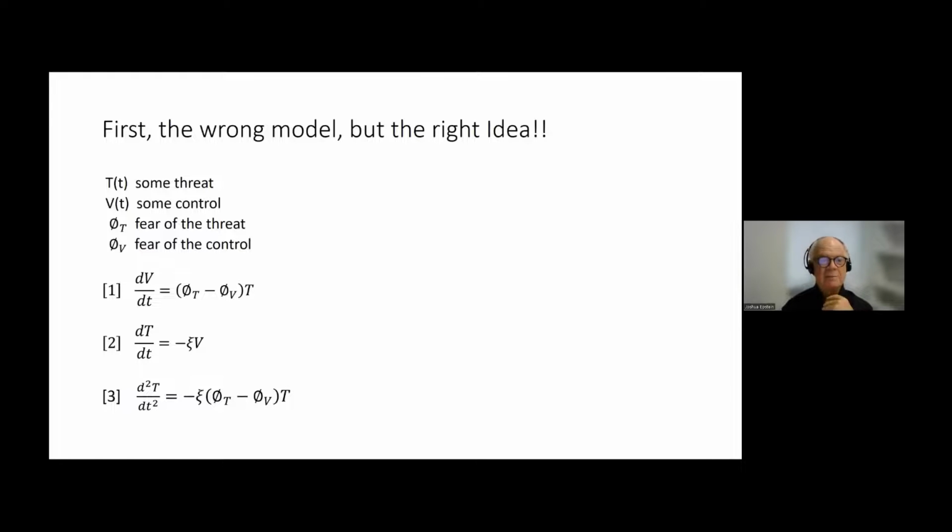Really, let's just think of T at time t as some threat, a disease. We're obviously thinking of disease. So imagine there's some threat, and V of t is the control. This is the population, the total level of the threat and total uptake of the control, the vaccine. So think of T as a disease, and V as the control, and there's fear of the threat and fear of the control. And for the moment, we're not going to let them adapt at all. We're just going to make them constants.